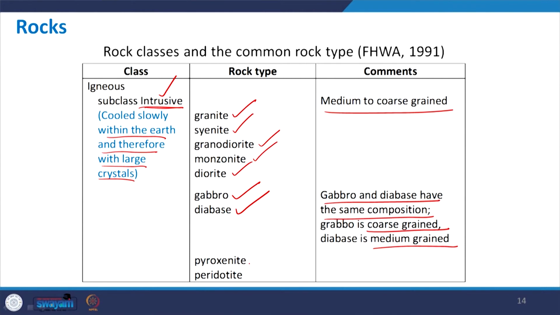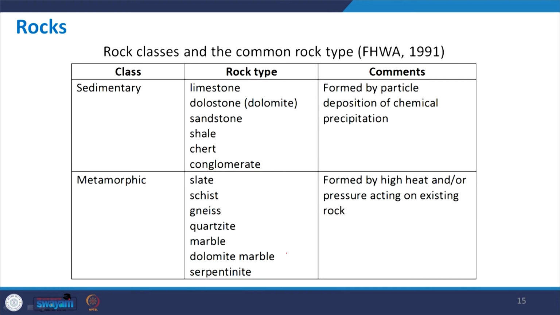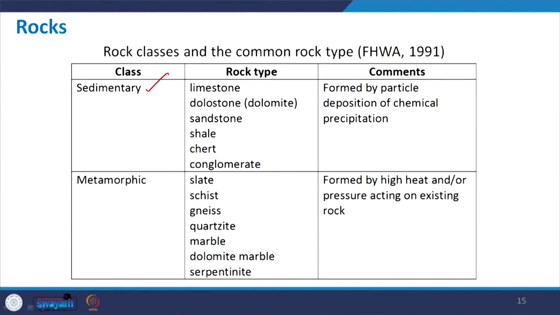Then the other types of rocks are pyroxenite, peridotite. Let us go to the next category, that is the sedimentary class, and these are formed by the particle deposition or chemical precipitation. These include limestone, dolomite, sandstone, shale, chert and conglomerate.